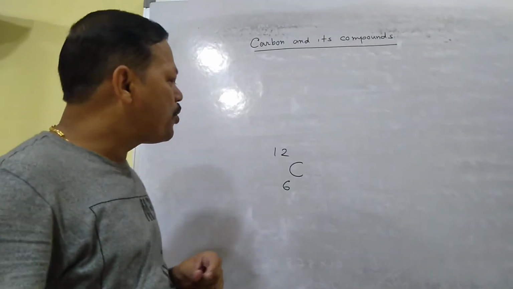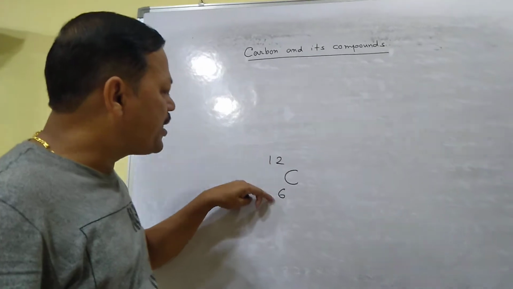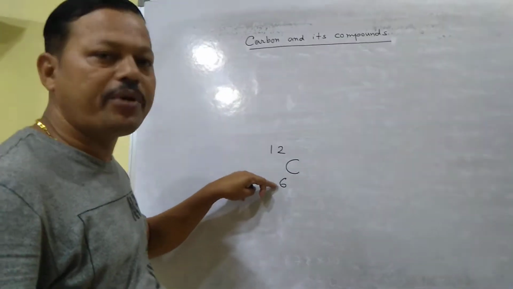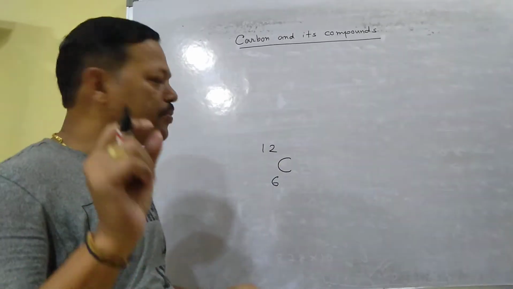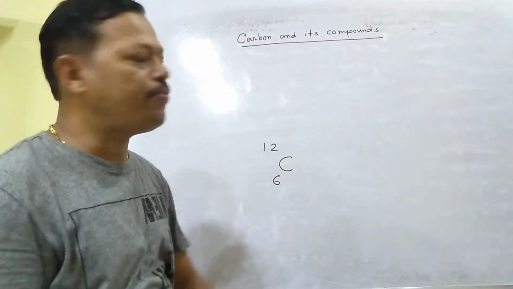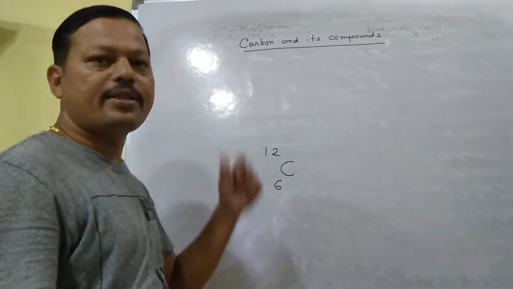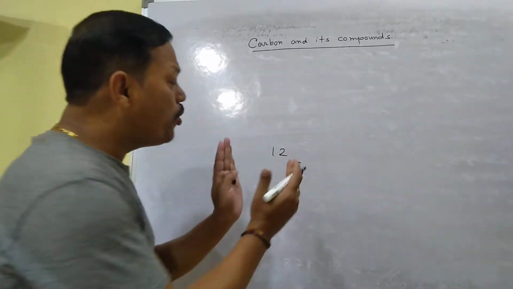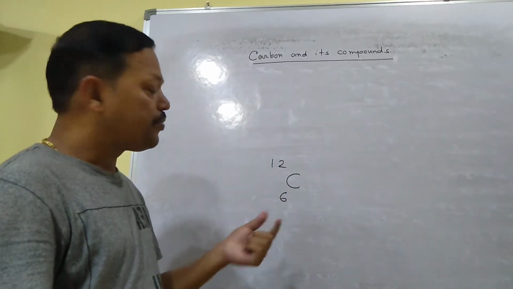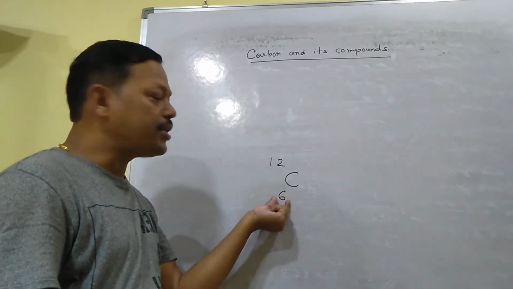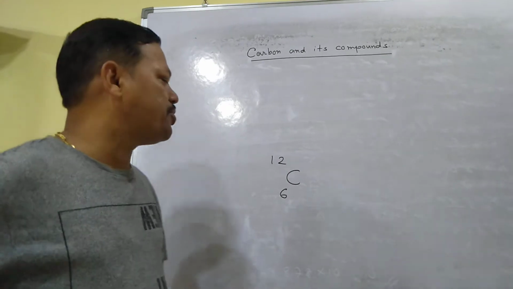Now to determine the number of neutrons, just do 12 minus 6, I mean mass number minus atomic number. You will get 6 neutrons. This is called mass number. Mass number means the number of protons plus the number of neutrons. When you symbolize an element, you have to write it this way: atomic number in this position, mass number in this position.